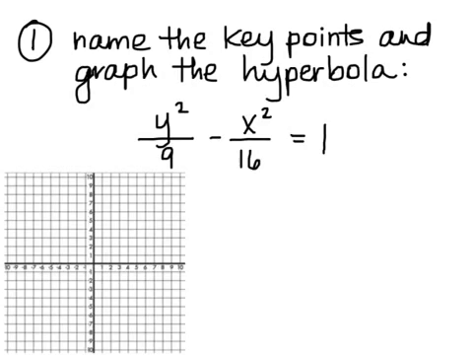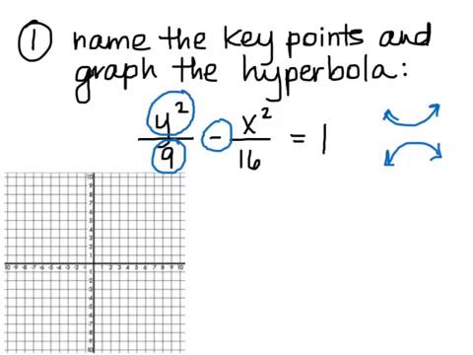Now let's do an example given an equation and we're supposed to find the key points and graph the hyperbola. First of all, you know this is a hyperbola because you see the minus in it. And you know that this is a hyperbola that's going to go up and down because the y is first. So we know we're looking at a hyperbola that is in this direction.